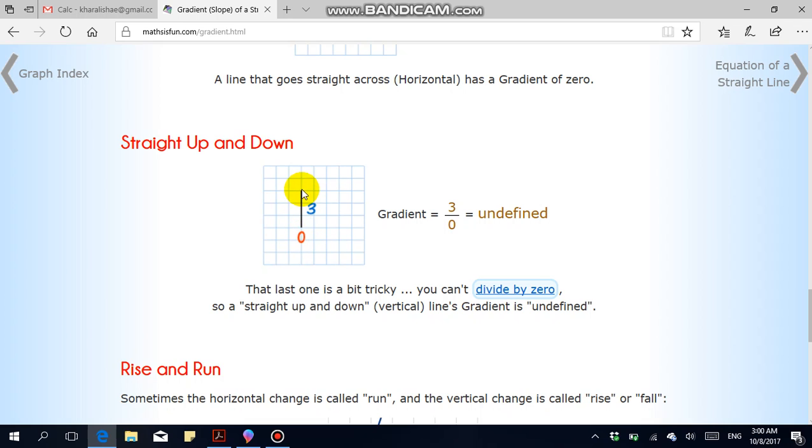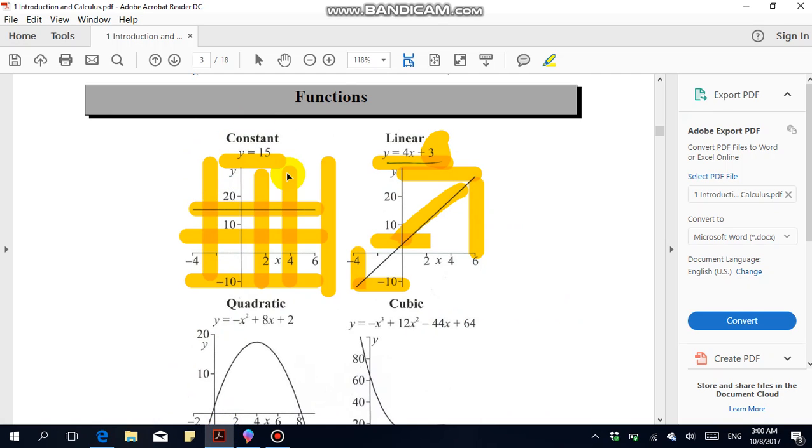So there is a change in y. So y changes from y1 to y2 by 3 units. So you do have a numerator in this case, but your x is not changing. So your x is equal to 0, and anything over 0 in mathematical terms is defined as undefined. So this is the case that he tries to explain over here for this line.